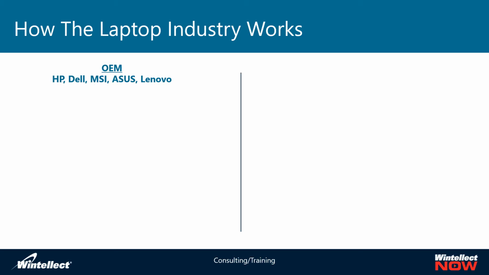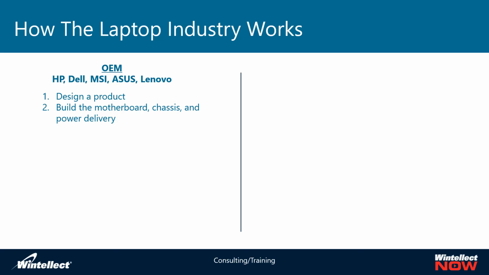OEMs are typically your HP, your Dell, MSI, Asus, Lenovo. These kinds of manufacturers will build a laptop, and what they start by doing is designing the product themselves. So they'll design a motherboard and then print the motherboard, and then design the casing for it and the power delivery for that. They'll print the motherboard on a PCB, a printed circuit board. They'll design the case that it goes in, the cooling system, and then the power delivery for that laptop. And then they build all those components themselves.